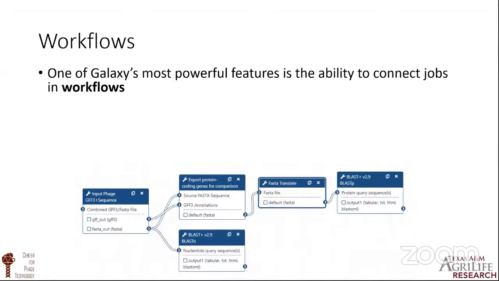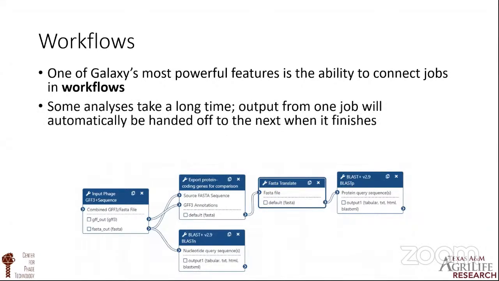One of Galaxy's most powerful features is the ability to connect jobs into workflows. Some analyses take a long time. Rather than waiting by the computer for one job to finish to execute the next one, the output from one job will automatically be handed off to the next when it finishes. Shown below is a simple workflow.